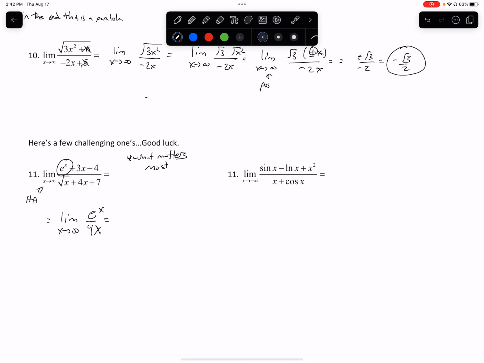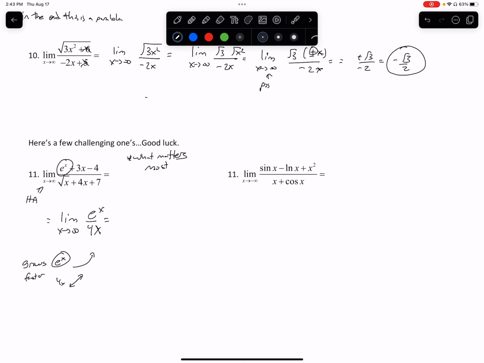And now we just got to kind of think about this for a little bit. Now, even though I can't cancel out the x's right here, later on, we're really going to learn how to solve a problem like this using something called L'Hopital's. But honestly, we can just think about it. Which grows faster? e to the x, which looks like this, or 4x, which looks like a line. Well, which one grows faster? e to the x does. And since e to the x is on top, we're saying that the top is going so much faster than the bottom, 4x. So what does that do to the graph itself?